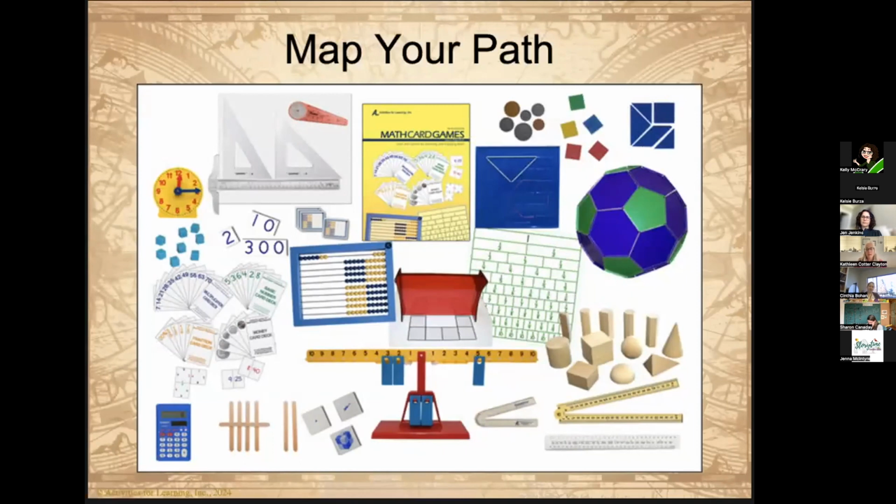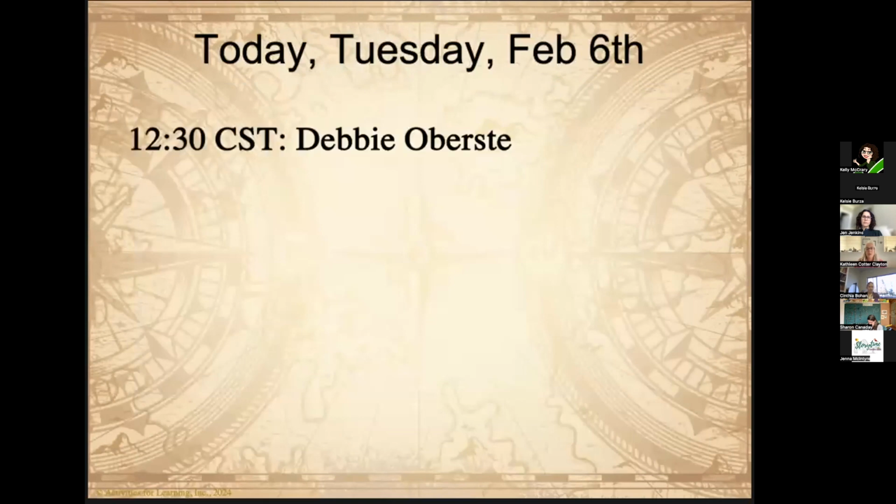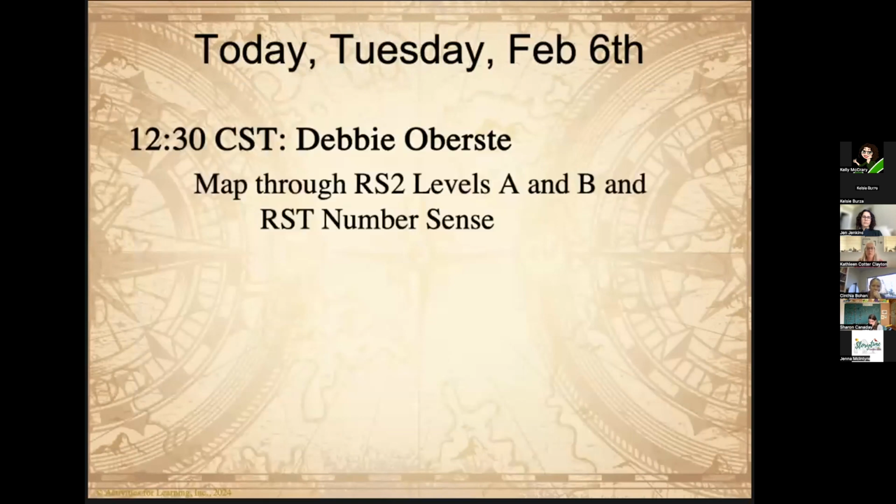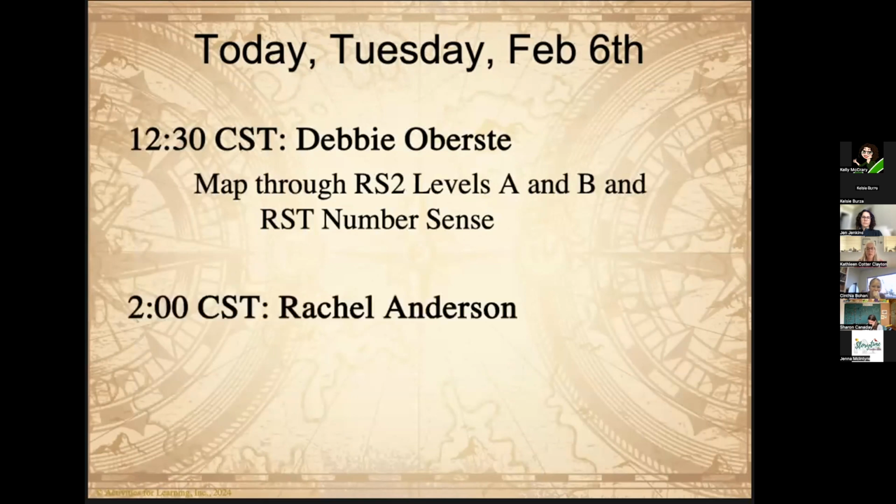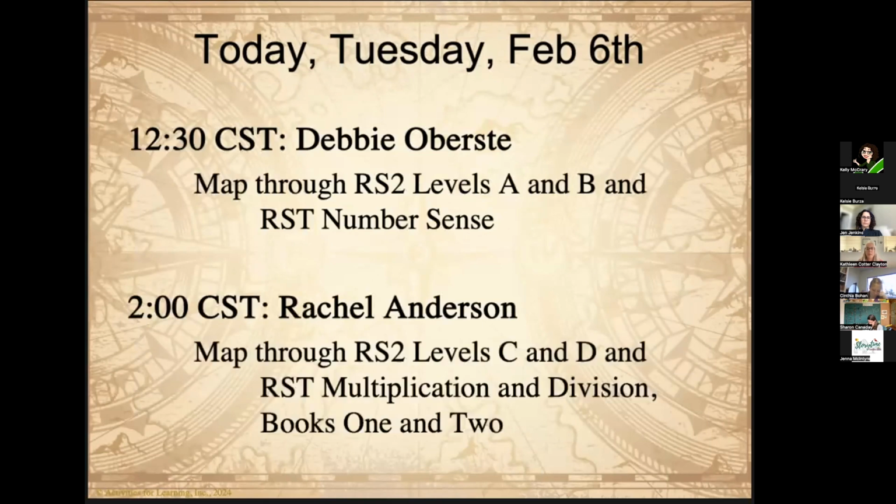That's pretty much it. This presentation was just giving you an overview of what we are going to be doing with the next webinars. Today at 12:30, Debbie is going to talk about mapping yourself through level A and B, and also the Right Start tutoring number sense. At 2:00 Central Time, Rachel is going to be addressing Right Start math level C and D, and the Right Start tutoring multiplication division books 1 and 2. So that's our plan for the rest of today.